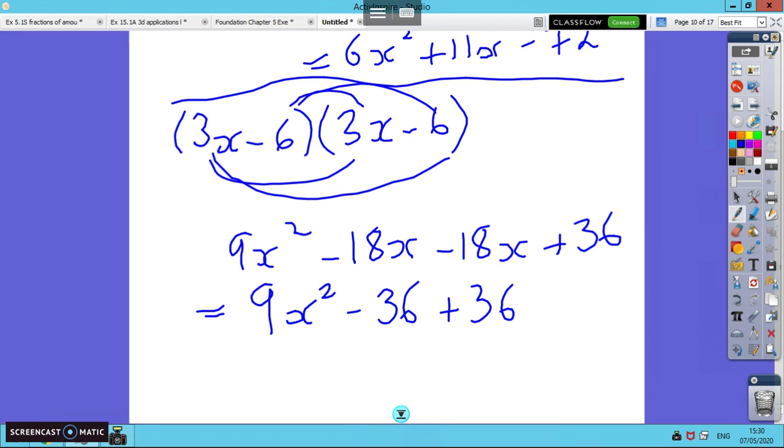And I think, I can't remember what it was, but I think this was the term, oh, I forgot my x. That was the term that kind of confused people a little bit. Okay, so minus 36x plus 36 at the end there. So that was 4 marks for that one.